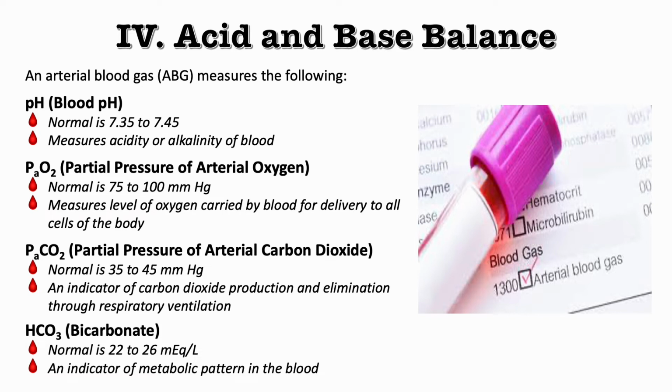Another is the partial pressure of arterial carbon dioxide or the PaCO2. Normal is 35 to 45 millimeters mercury. It's an indicator of carbon dioxide production and elimination through respiratory ventilation. And bicarbonate, HCO3, normal is 22 to 26 milliequivalents per liter of blood. It's an indicator of metabolic pattern in the blood.